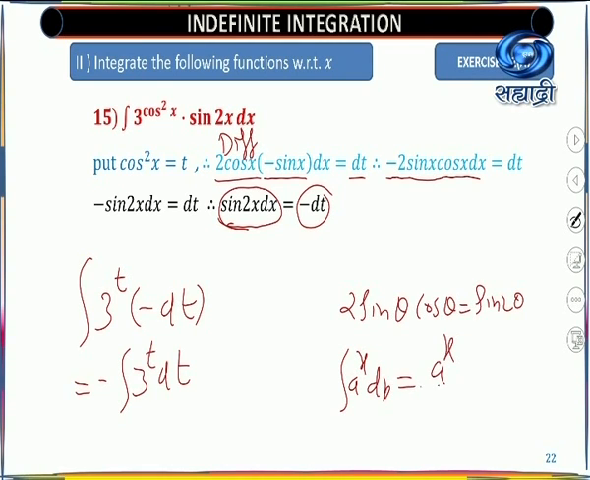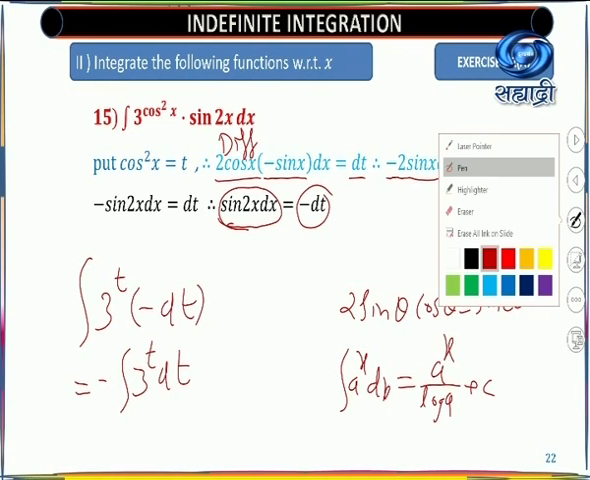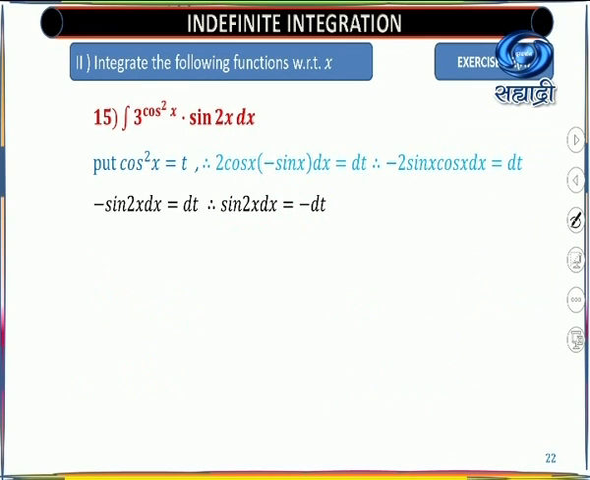Integration of a raised to x dx is a raised to x upon log a, plus constant of integration. So you are able to solve this. Immediately replace the values of a and x, and you will get your variables. So we'll start with our example.